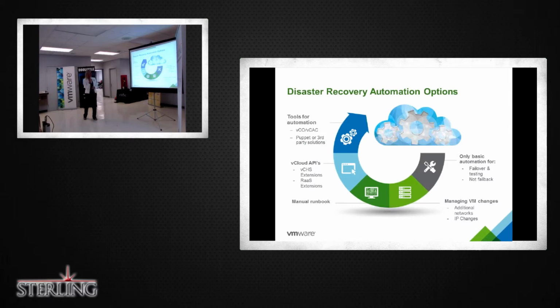There are some automation options. There are tools for automation. Our vCloud Suite, our vCloud Automation Center, and vCloud Orchestrator are available to help you with the automation components of it. But that's something you'll set up. You'll set up those automation workflows. So basic automation is for failover and test, but not for failback.